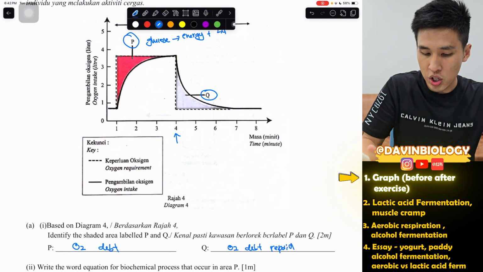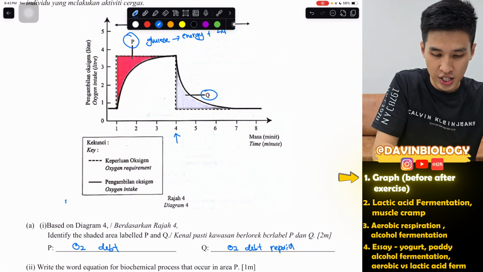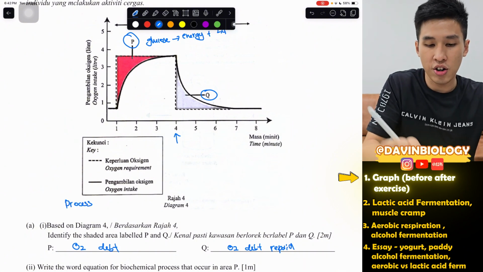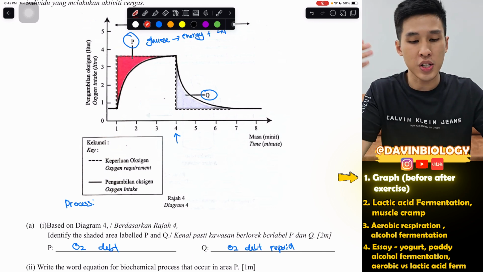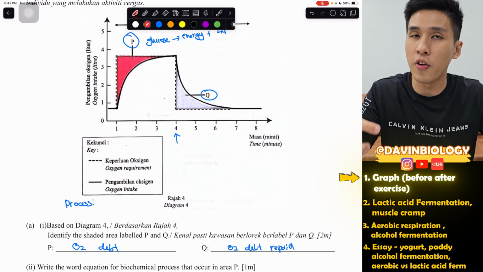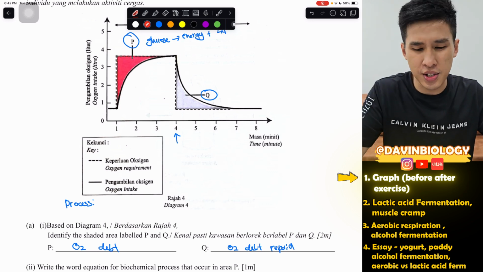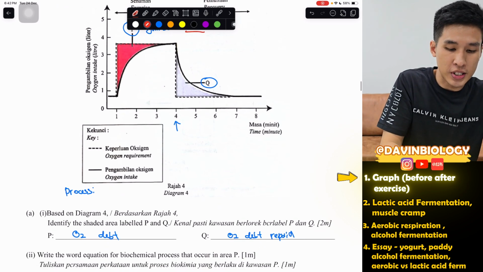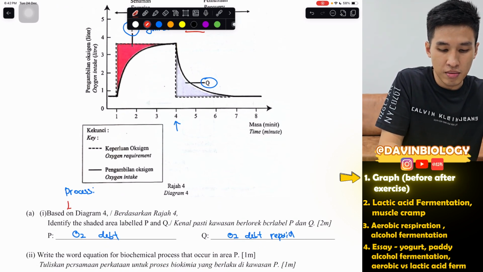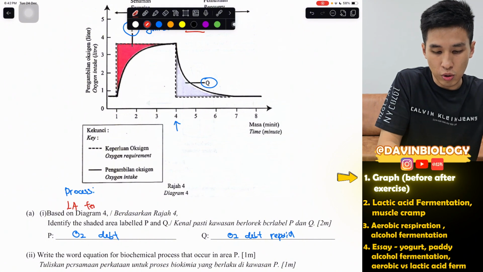However, sometimes the question will ask you for the process. If they ask you to state the process that occurred at P and Q, now it's a totally different question, different answer. What you have to say here is, when you lack oxygen, what is the process that your muscle undergoes to get energy? So it's this process over here, which is lactic acid fermentation. Don't say anaerobic.